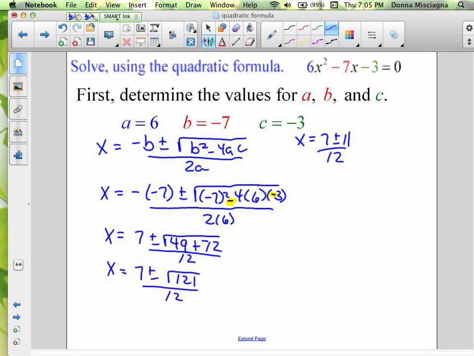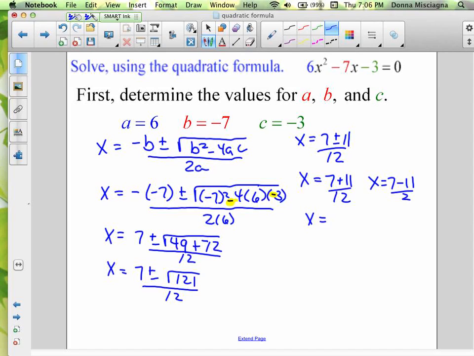And again, you're not done because we can combine that numerator. So don't leave it like this. We have to split it. If you have numbers you can combine, if that was 7 plus or minus the square root of 11 divided by 12, that'd be fine. But we can combine 7 and 11. So we have x equals 7 plus 11 divided by 12, and we have x equals 7 minus 11 divided by 12.